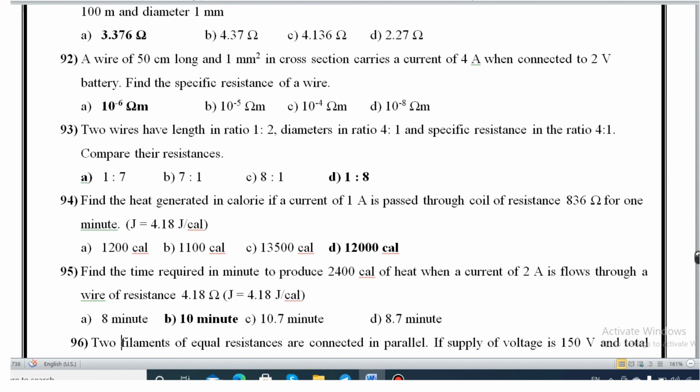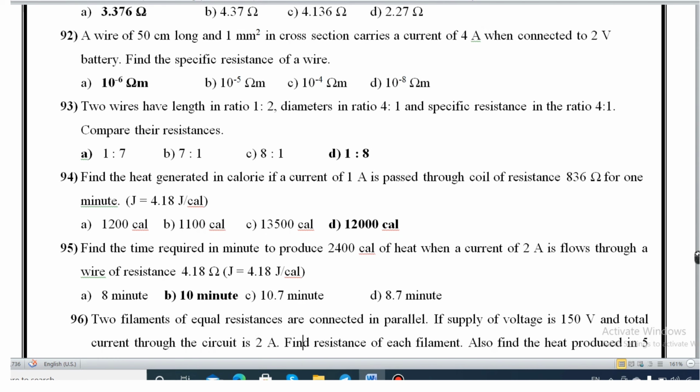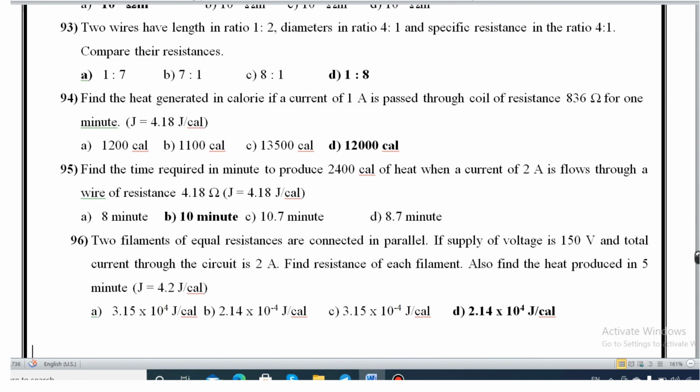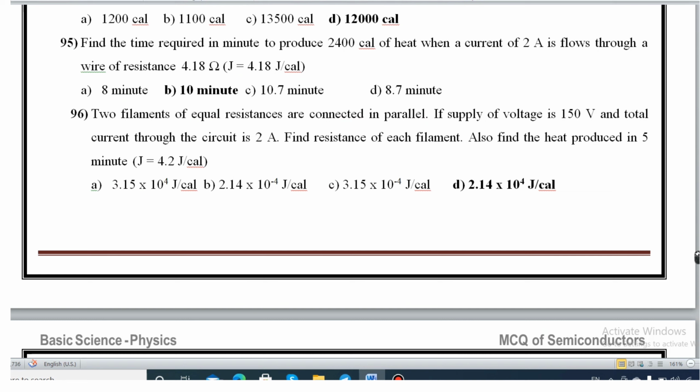Find the heat generated in calorie if a current of 1 ampere is passed through a coil of resistance 836 ohm for 1 minute. The heat generated is 12,000 calorie. Find the time required in minutes to produce 2400 calorie of heat when a current of 2 ampere flows through a wire of resistance 4.18 ohm. The answer is 10 minutes.